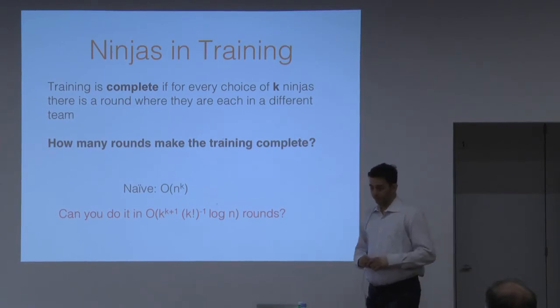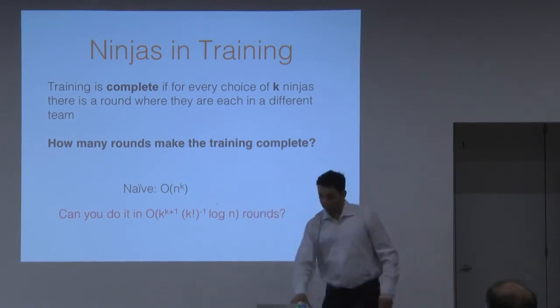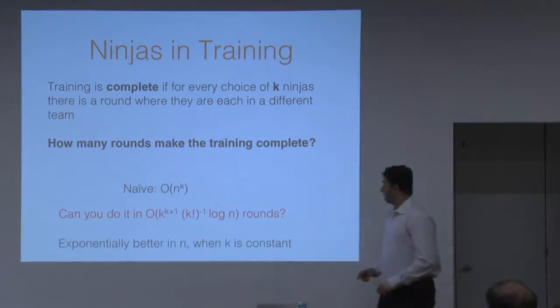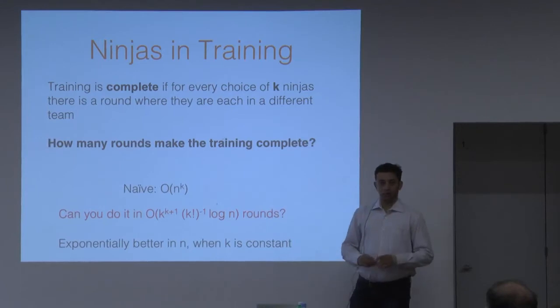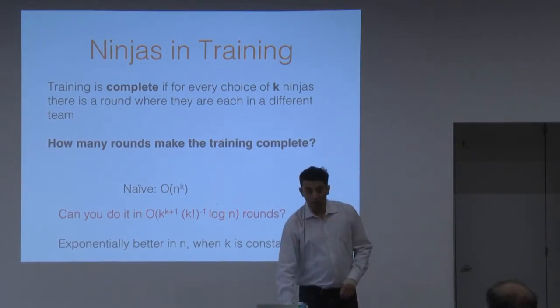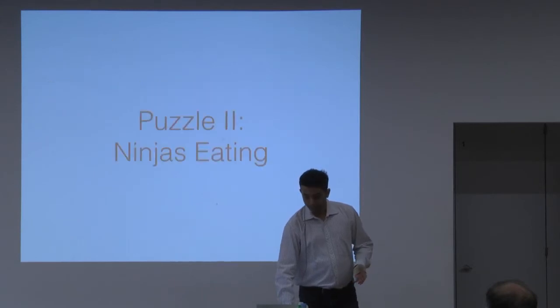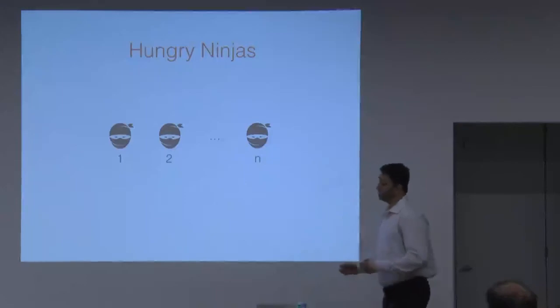Okay? So there is an advantage in going to something that is exponentially better in n when k is considered a constant. Okay. So that was puzzle 1, ninjas in training. The second puzzle is ninjas eating, right? So now the ninjas are hungry.